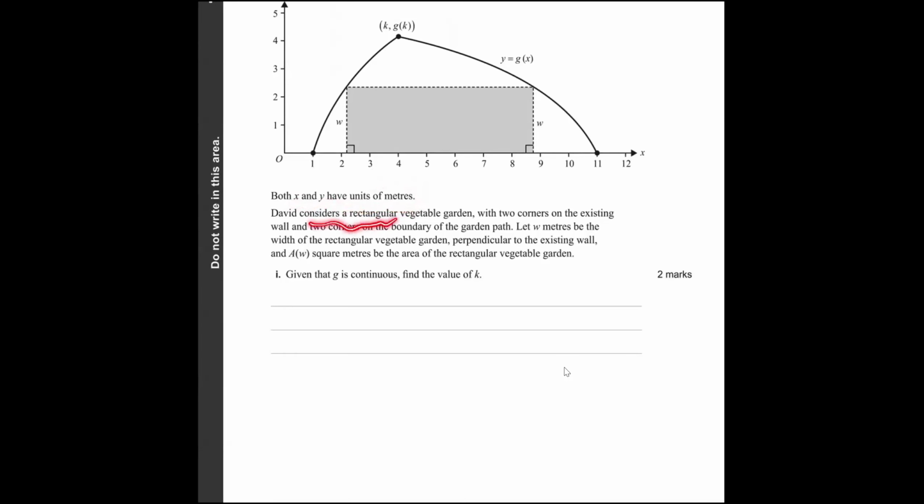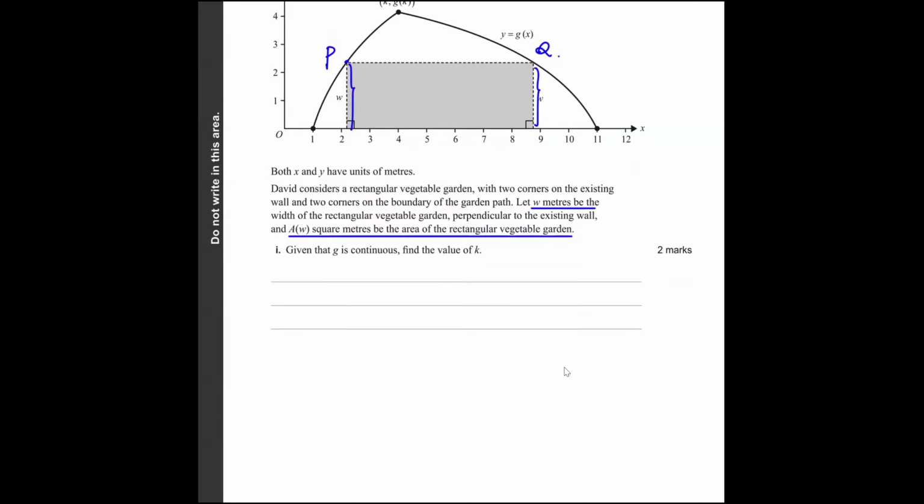David considers a rectangular vegetable garden with 2 corners on the existing wall. So one corner is here, another corner is here. We might label them as P and Q. This is P, this is Q. And let A(W) square meters be the area of the rectangular vegetable garden. W is the width. But remember, in the diagram here, this is the y value. This is also the y value, W. Given that g is continuous, find the value of k.